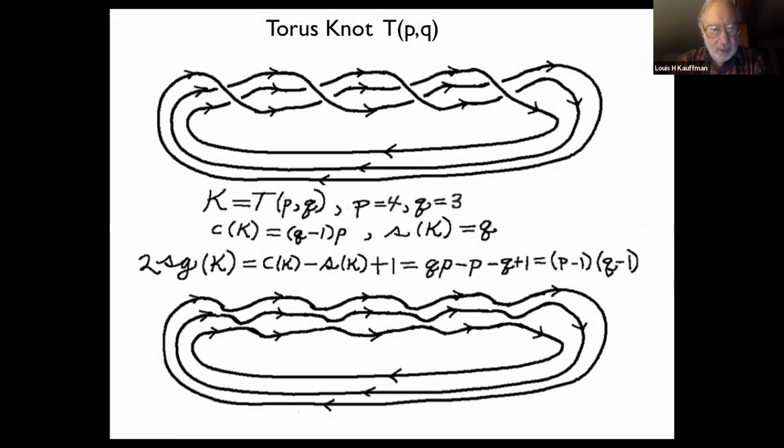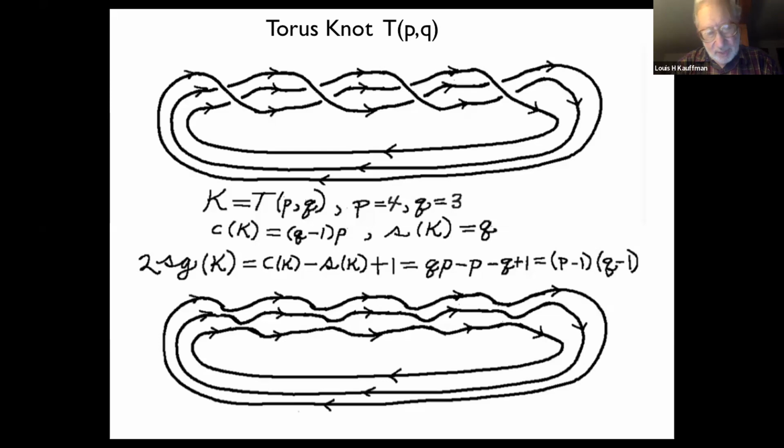If you look at a torus knot and do the counting, and I've only indicated it on the slide and I won't walk you through the counting, the number of crossings is (Q minus 1) times P, one less on one of the Q or the P, and the number of Seifert circles is Q. And you add up this quantity, C(K) minus S(K) plus 1, and you find it's (P minus 1) times (Q minus 1).